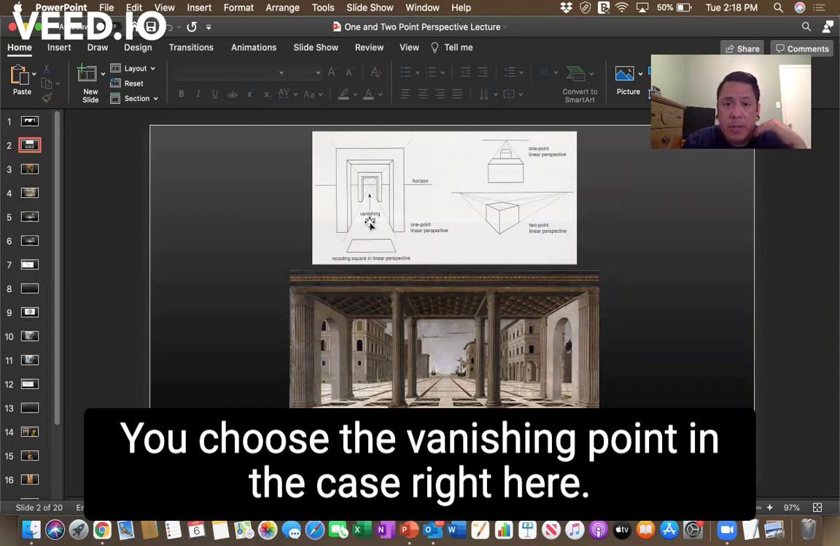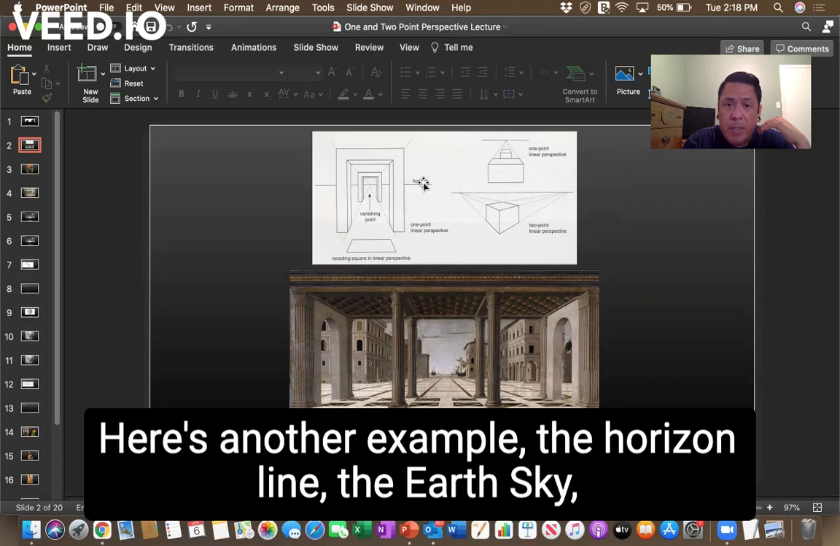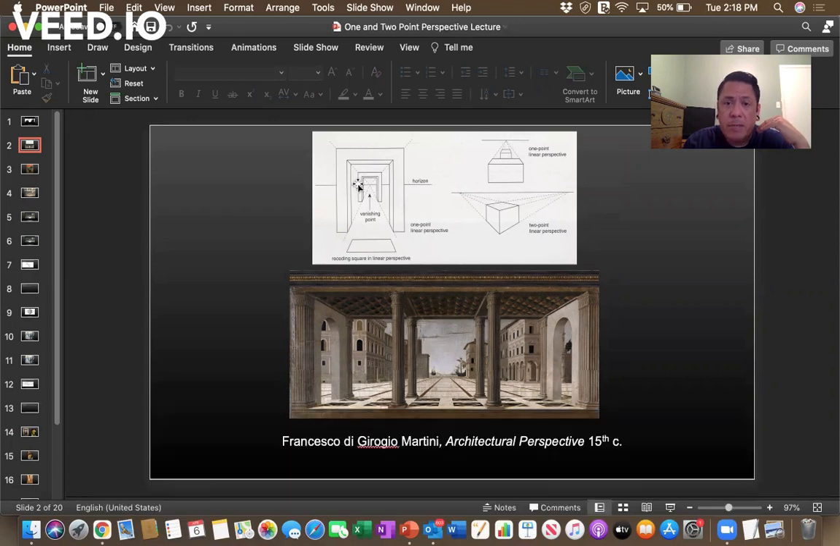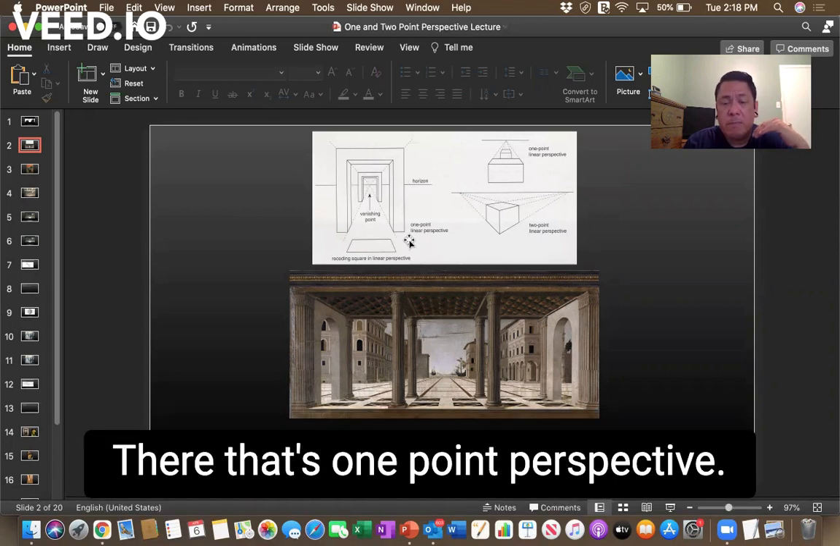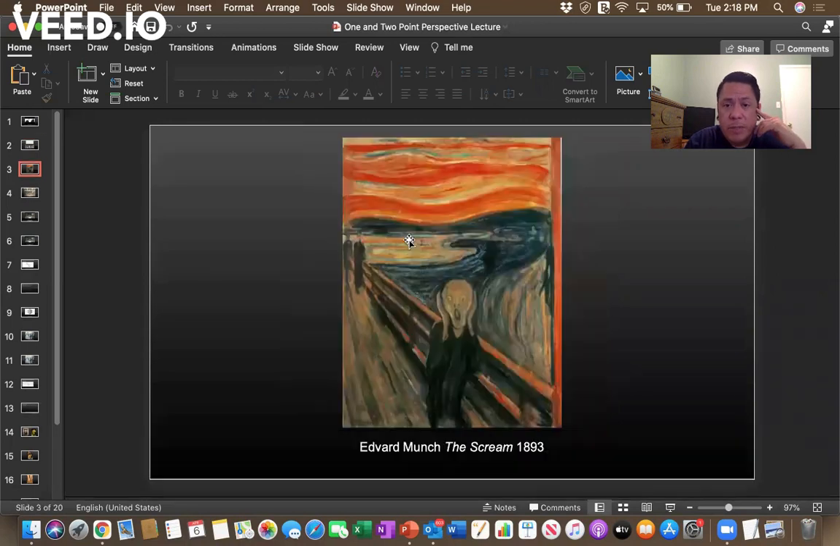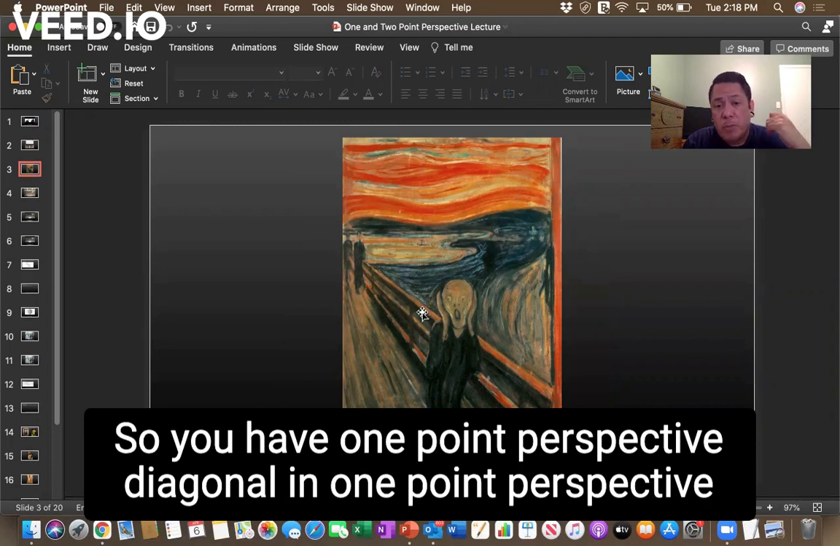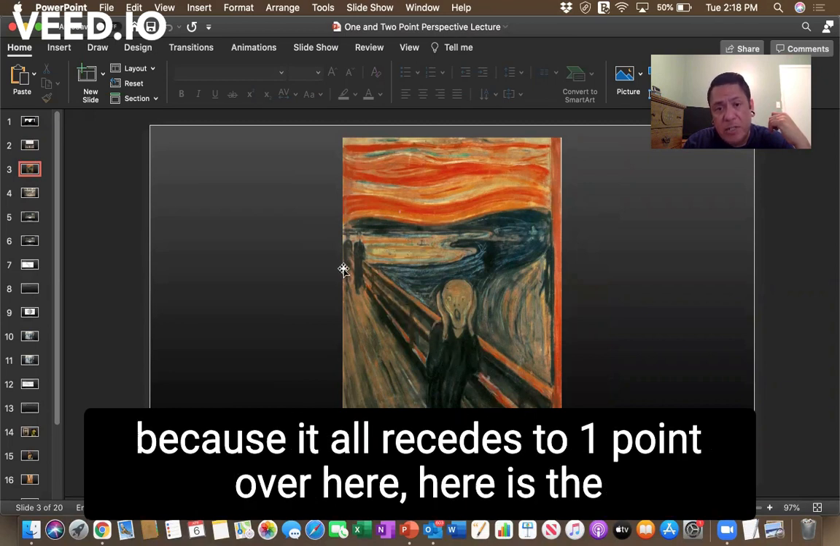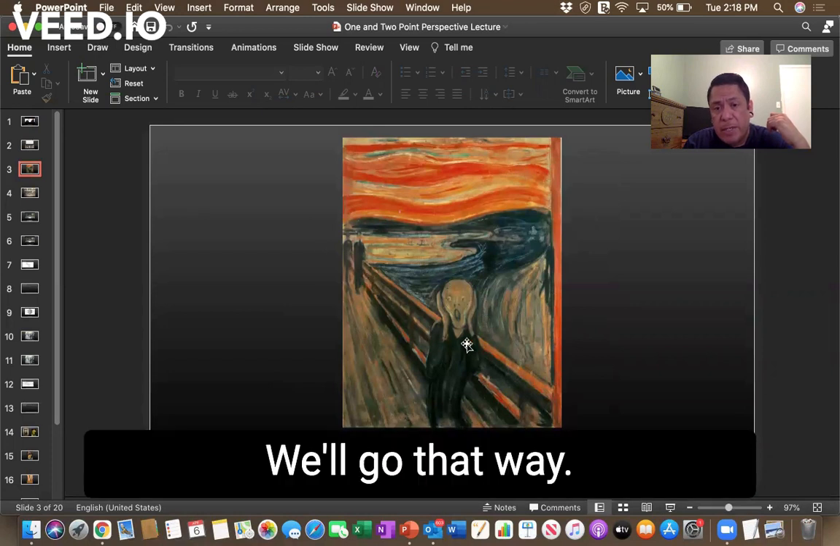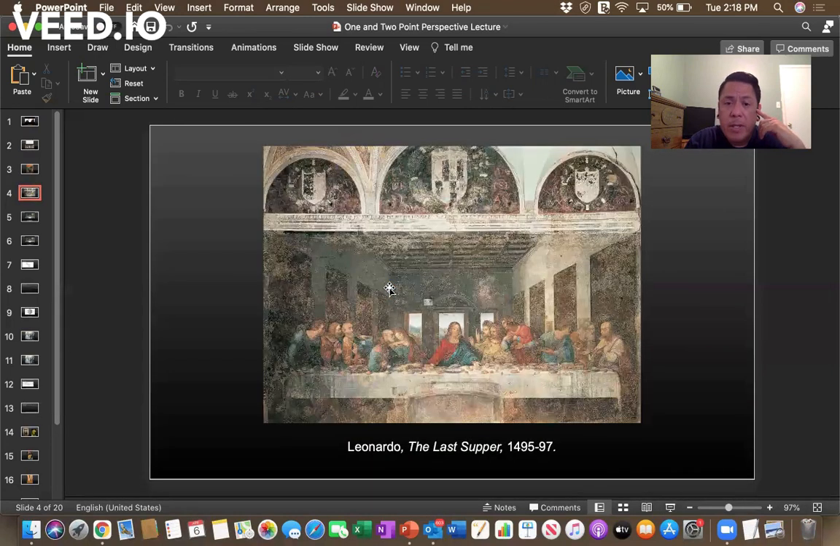In the case of right here, here's another example. The horizon line, the earth, sky, vanishing point there. That's 1 point perspective. In this case here, we all know this painting, The Scream. So you have diagonal 1 point perspective, because it all recedes to 1 point over here. Here's the horizon line. We'll go that way.